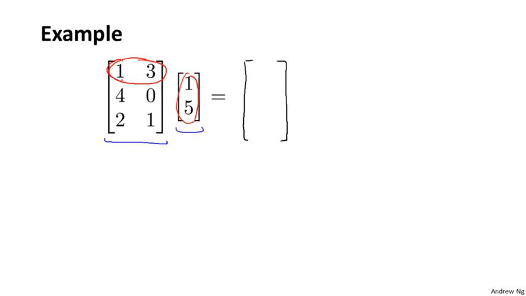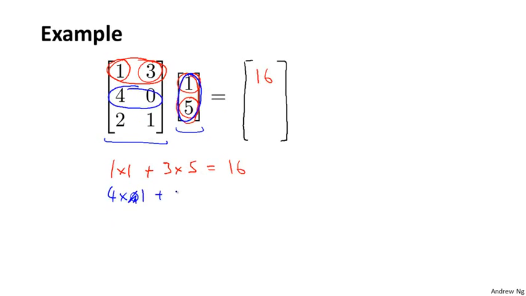I'm going to take 1 multiplied by 1, and take 3 and multiply by 5. And that's 1 plus 15, so that gives me 16. I'm going to write 16 here. Then for the second element, I'm going to take the second row and multiply it by this vector. So I have 4 times 1 plus 0 times 5, which is equal to 4. So I get a 4 there.